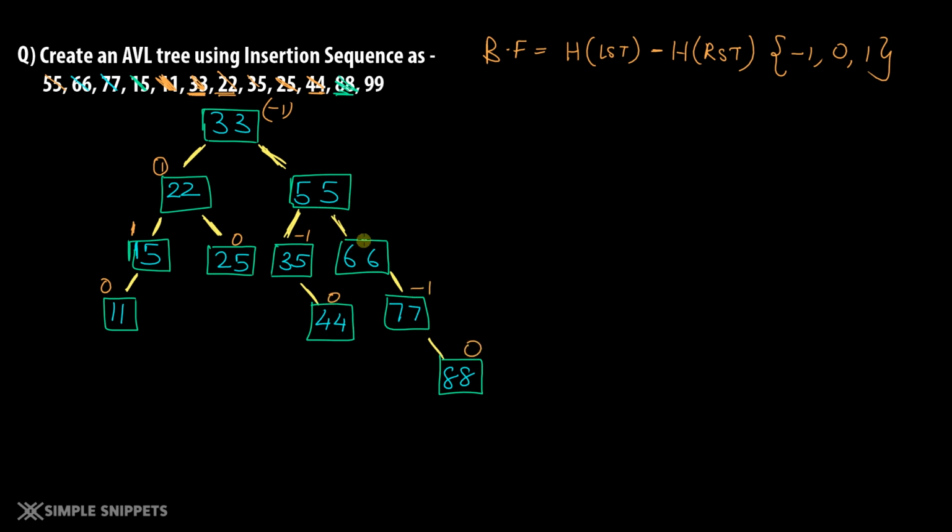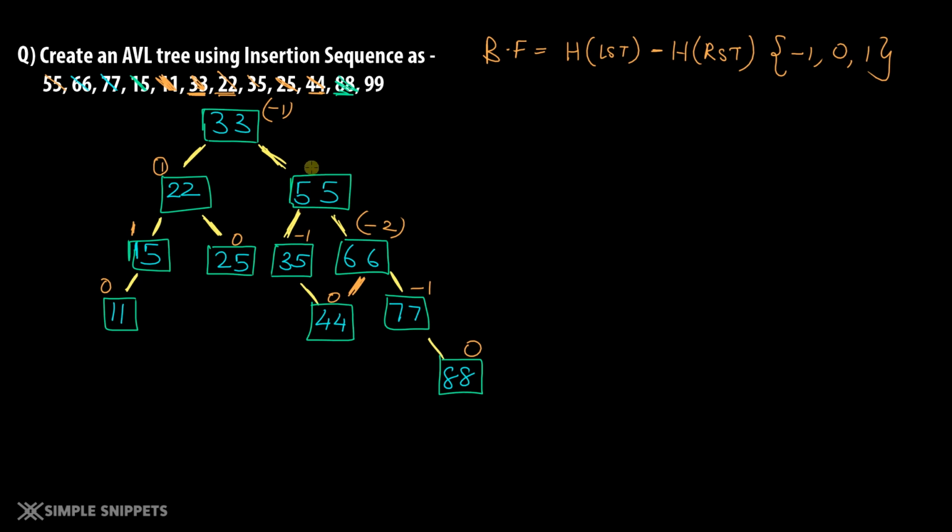For 66, there is going to be a problem. What is that? Because for 66, do we have anything towards the left? No. So it's going to be minus 1. And minus, what do we have towards the right? We have two nodes, 77 and 88. There is one edge between them. So the height is 1. So minus 1 will become minus 2.